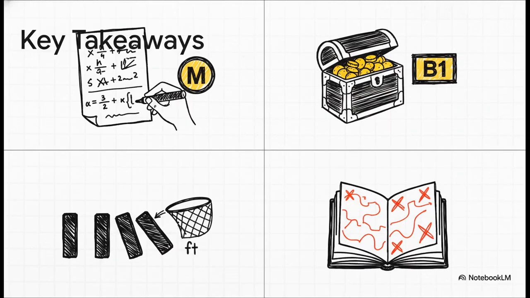Third, remember that follow-through marks are your safety net. One mistake doesn't have to ruin the whole question. And finally, you've got to start looking at mark schemes when you revise. They literally show you exactly where the marks are hiding.